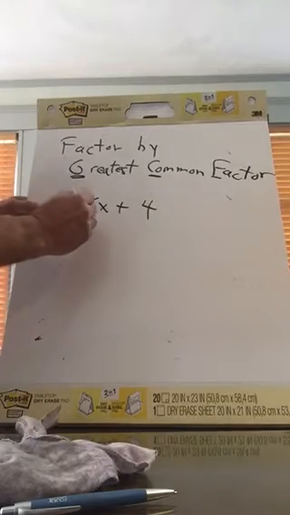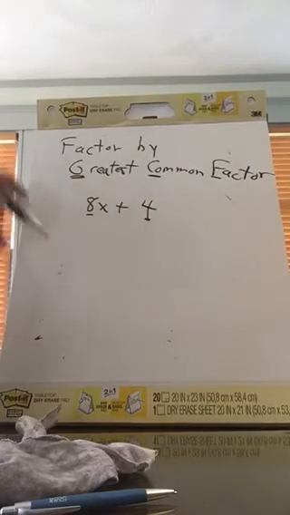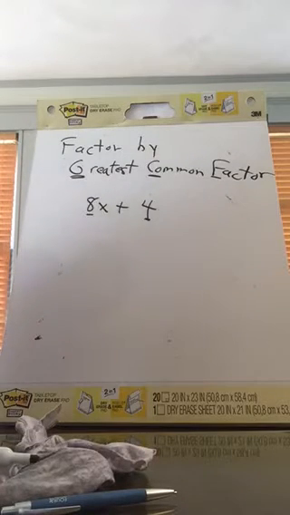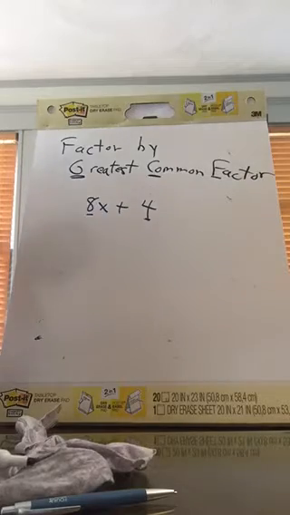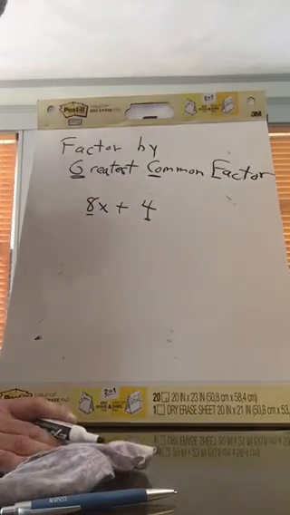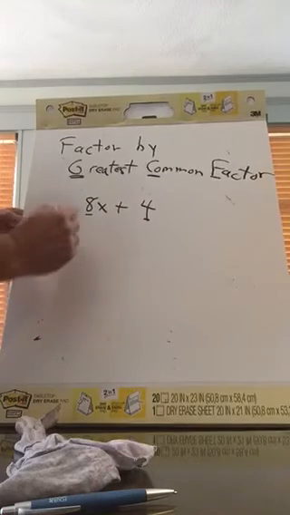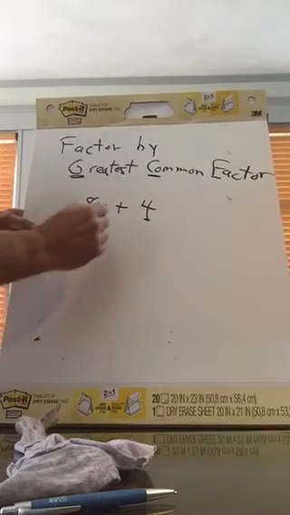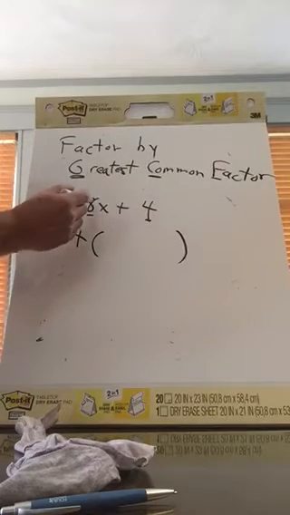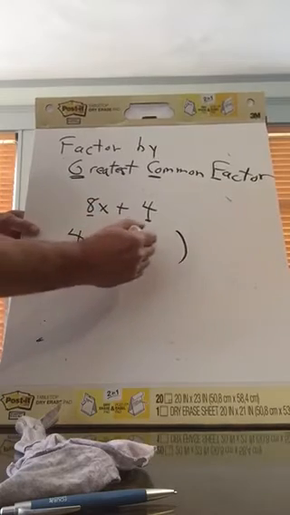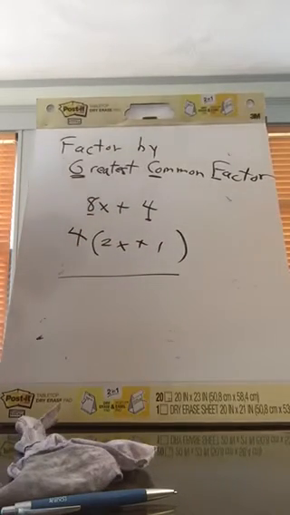So if you look at these coefficients, the greatest common factor is what's the biggest number that divides into both 8 and 4? Well, you say 2 goes into 8, 2 goes into 4. That's true. So 2 is a common factor, but it's not the greatest or the biggest common factor. The biggest that goes into both is 4. So we're going to factor out a 4. And then we divide. 8x divided by 4 is 2x. And plus 4 divided by 4 is plus 1. So that's our answer. We have just factored that expression by the GCF method.